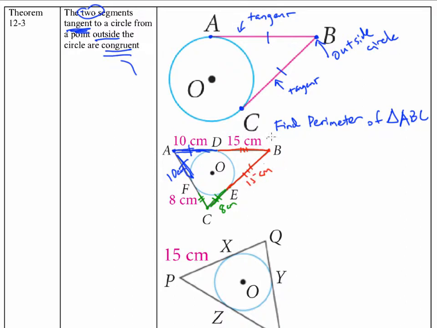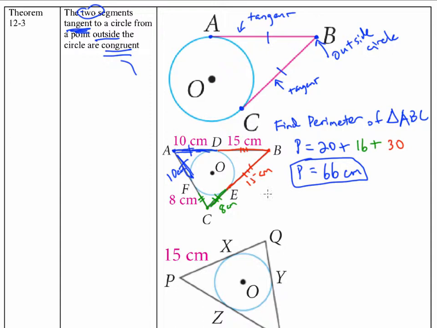And now we can easily find the perimeter. So the perimeter equals 10 plus 10, which is 20, plus 8 plus 8, which is 16, plus 15 plus 15, which is 30. We add those up to get our final sum. So 20 plus 30 is 50, plus 16 is 66 centimeters.